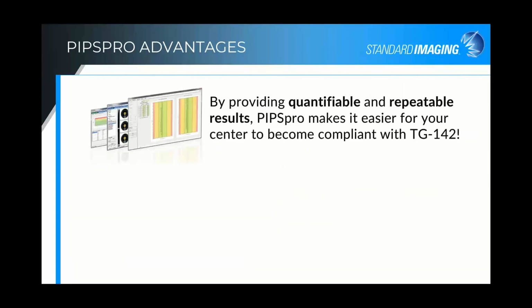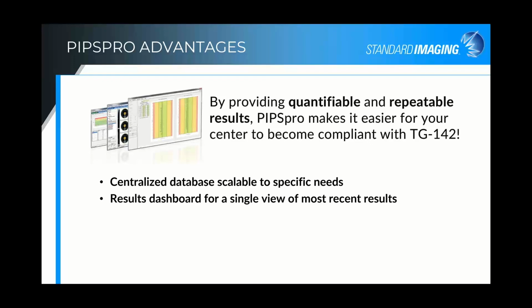So just to touch on some of the advantages. Everything is quantifiable and repeatable results within PIPSpro. Makes your center very easy. It gives you direct capabilities to become compliant with TG-142. It's a centralized database, so it's scalable to all your specific needs. Again, if you're only a single facility with 1 or 2 LINACs, all the way up to those very large multi-LINAC systems out in the field as well. The results dashboard at your fingertips for a single view of all your most recent results.